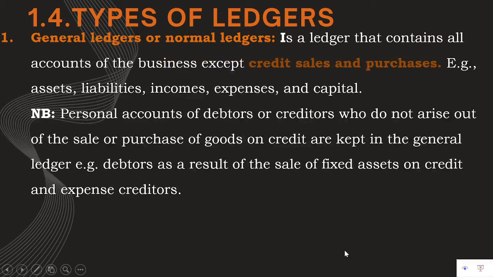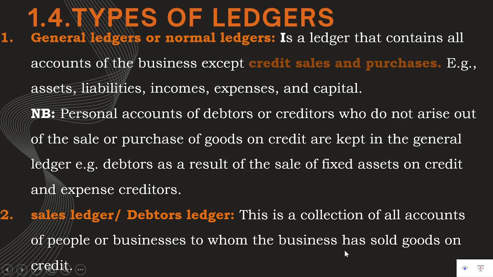We have three types of ledgers: the general ledger, also termed the normal ledger, the sales ledger, and the purchases ledger. The general ledger, or normal ledger, contains all accounts of the business except credit sales and purchases. Examples: assets, liabilities, incomes, expenses, and capital. Notably, personal accounts of debtors and creditors that do not arise out of the sale or purchase of goods on credit are kept in the general ledger. Examples: debtors as a result of the sale of a fixed asset on credit, and expense creditors.